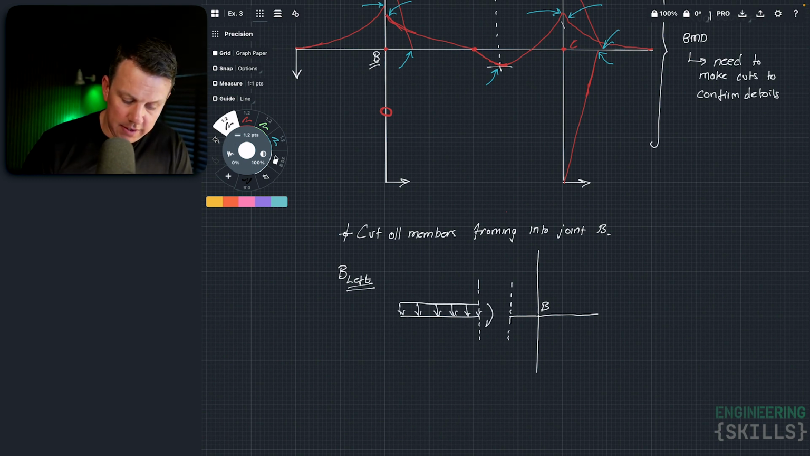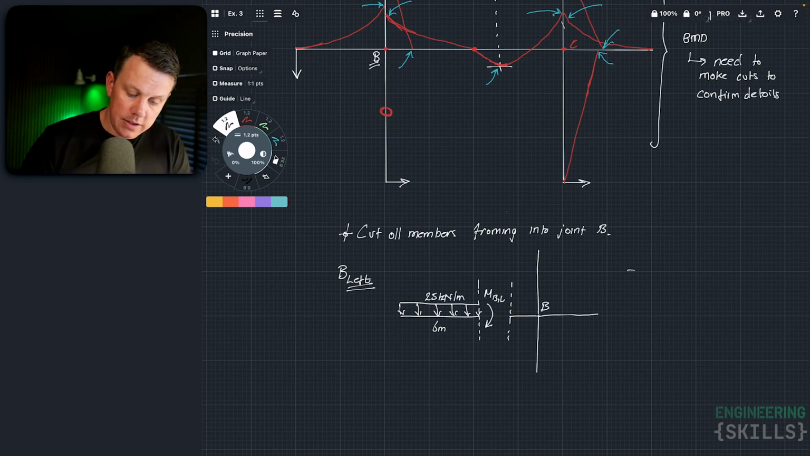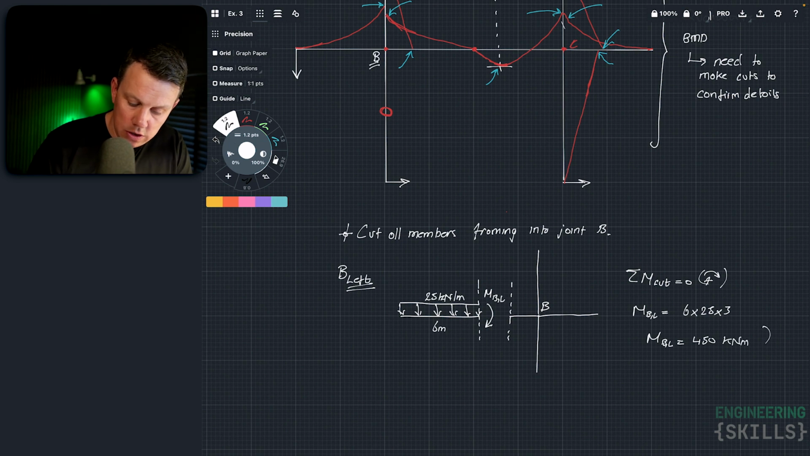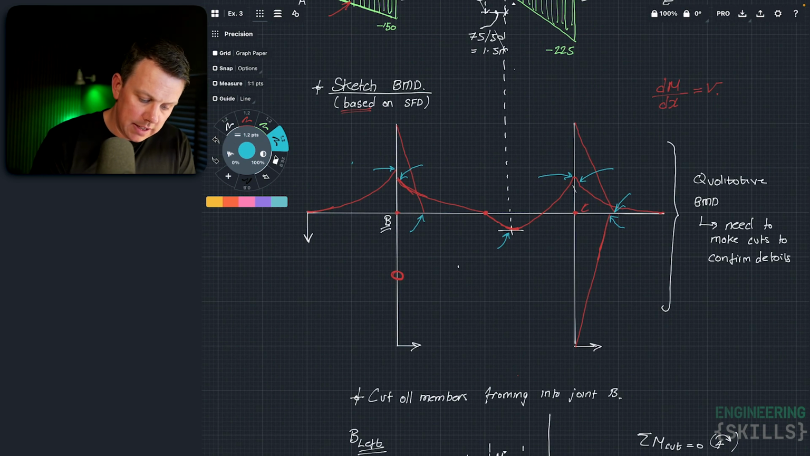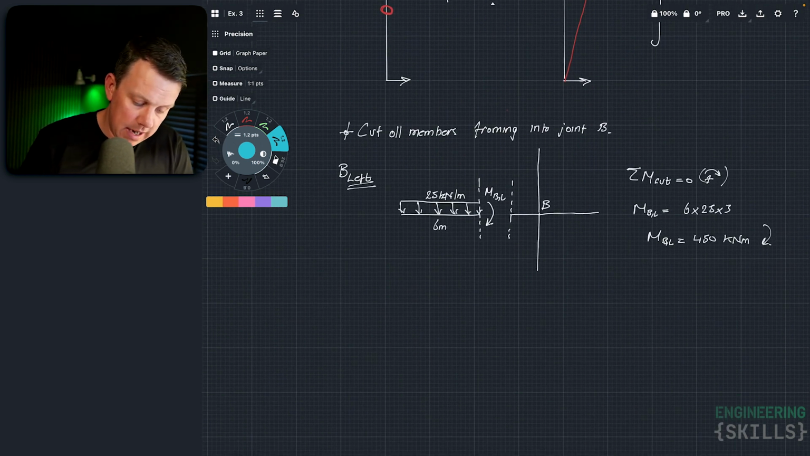So I have revealed the internal bending moment, which I'm calling MBL for B left. That's 6 meters. That's 25 kilonewtons per meter, and so we can take the sum of the moments about the cut to evaluate MB left. So we can say MB left is 6 by 25 by 3. MB left is 450 kilonewton meters in the direction shown, which is counterclockwise. So straight away I can say that's 450. Okay, now let's look at the right hand substructure.